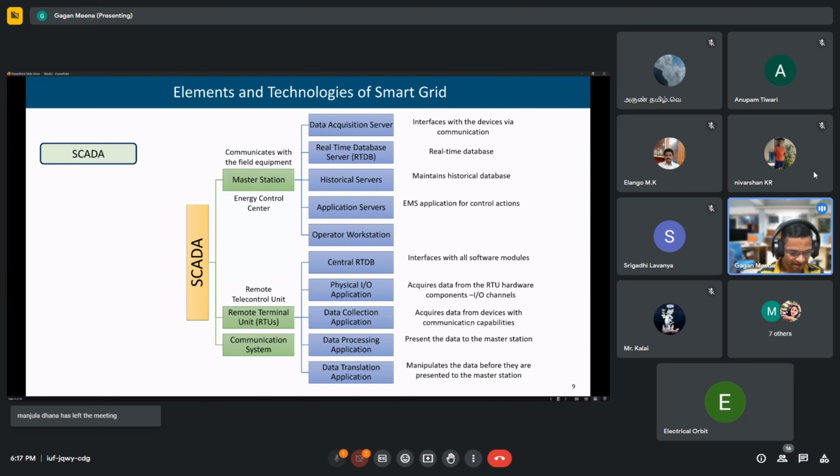As you can see, the data translation application manipulates the data before they are presented to the master station. Sir, here you see the data processing application presents the data to the master station. That is my question. How is the data processing application presenting data to the master station? You are confused by the name, I think, because it says processing application, so it means it should do processing. Yes, sir. But it's not like that. Actually, the processing is done by the translation application.